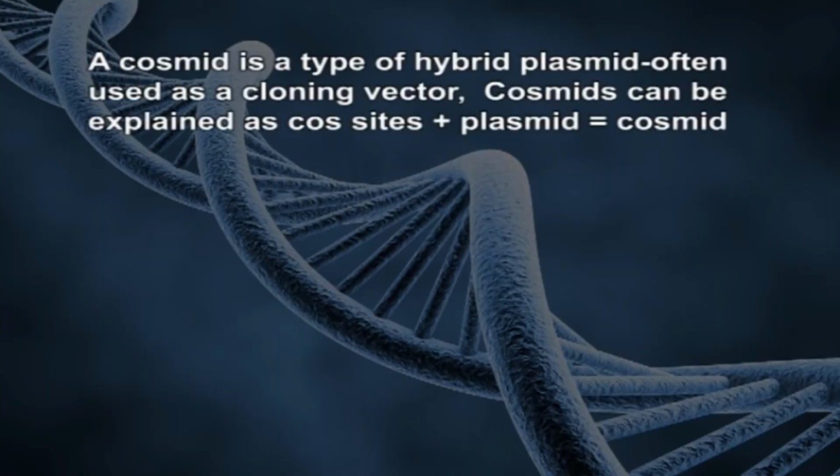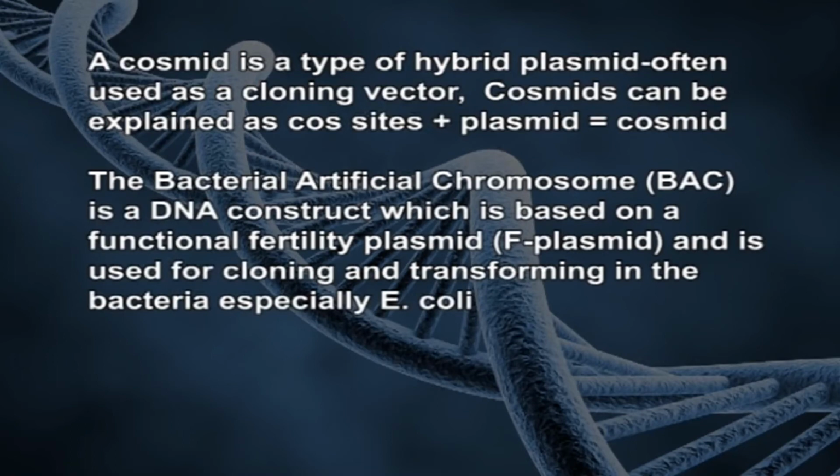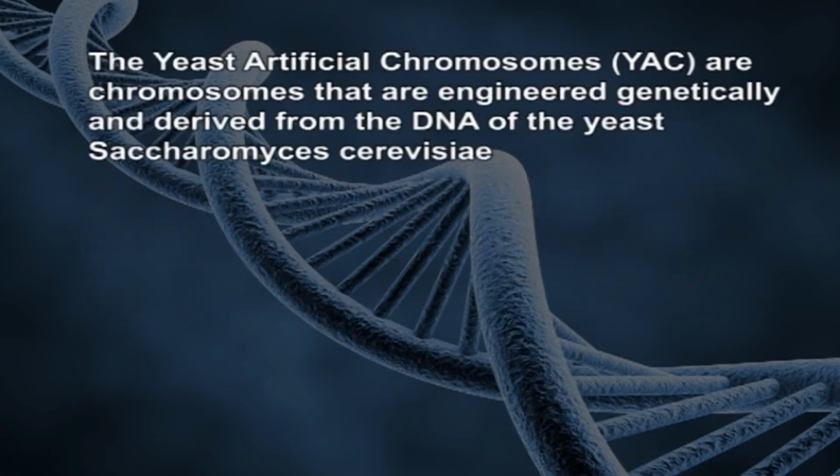A cosmid is a type of hybrid plasmid often used as a cloning vector. Cosmids can be explained as cos sites plus plasmids equals cosmid. The bacterial artificial chromosome, that is BAC, is a DNA construct which is based on a functional fertility plasmid, the F plasmid, and is used for cloning and transforming in bacteria, especially Escherichia coli. The yeast artificial chromosomes, that is the YAC, are chromosomes that are engineered genetically and derived from the DNA of the yeast Saccharomyces cerevisiae.